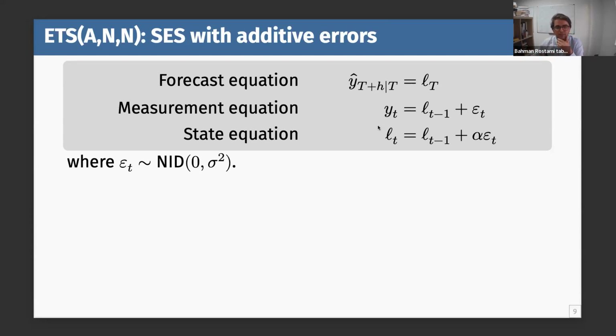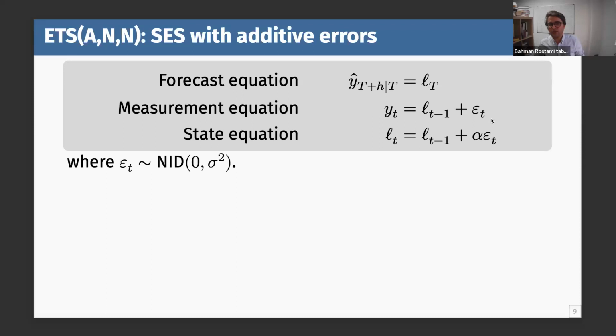The form that we see here has a forecast equation, a measurement equation, and a state equation. The state equation tells us how the component evolves over time. In this case, because we are dealing with ETS(A,N,N), it means we have no trend and no seasonality. Basically, this corresponds to the simple or single exponential smoothing model that we discussed earlier. And then we have the measurement that shows the relationship between the observation and the state equation.